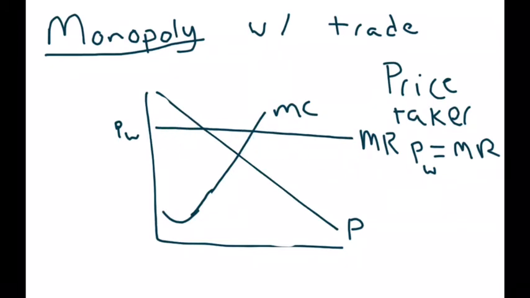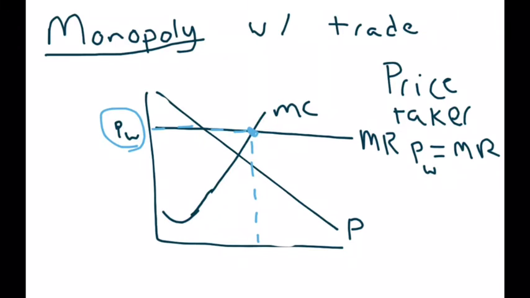We set our price, we pick our quantity so that MR equals MC, so we get this quantity here. And then our price is given to us, it's given by this PW curve. So this, if it's not obvious, this PW is our price. And that's what all monopolies will do when they're open to trade. That's pretty much all you really need to know to solve these problems.